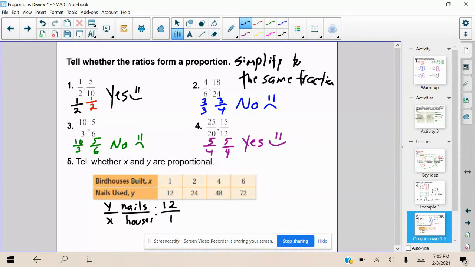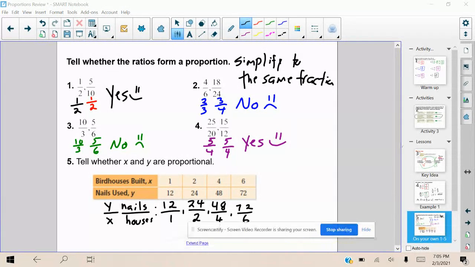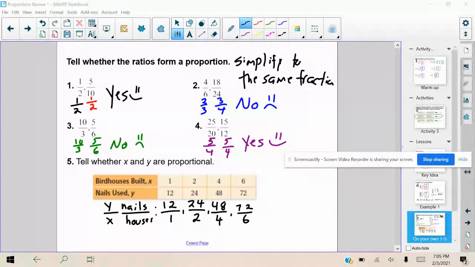So we have 12 nails for one house. We have 24 nails for 2 houses, 48 nails for 4 houses, and 72 nails for 6 houses. Now we want to figure out, can we simplify to get the same fraction, the same value? Well, 12 divided by 1 is 12. 24 divided by 2 is 12. 48 divided by 4 is 12.